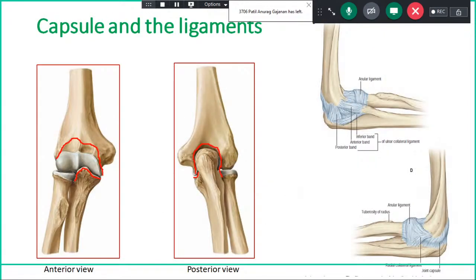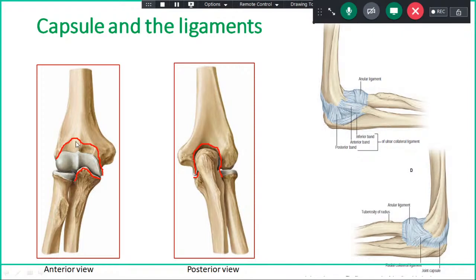Now coming to the capsule of the joint. The capsule will hold the joint in position. The edges of the articulating surfaces are actually within the capsule; they are covered by the capsule, included in the capsule.